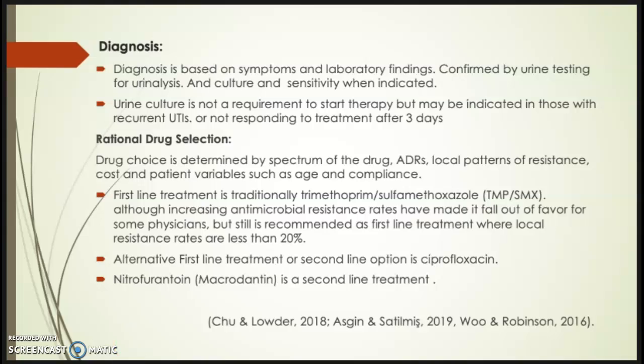The next part is about rational drug selection. This is determined by adverse reactions, local patterns of resistance, patient variables, etc. First line of treatment for UTI is typically Bactrim. Alternative treatments or second-line options are ciprofloxacin. Also, the culture and sensitivity can help determine which antibiotic should be given for the patient.